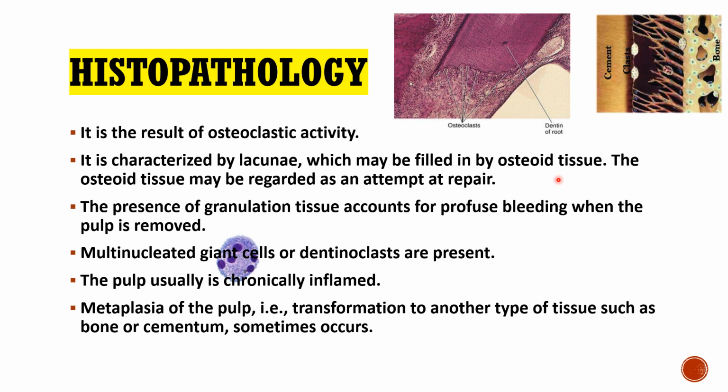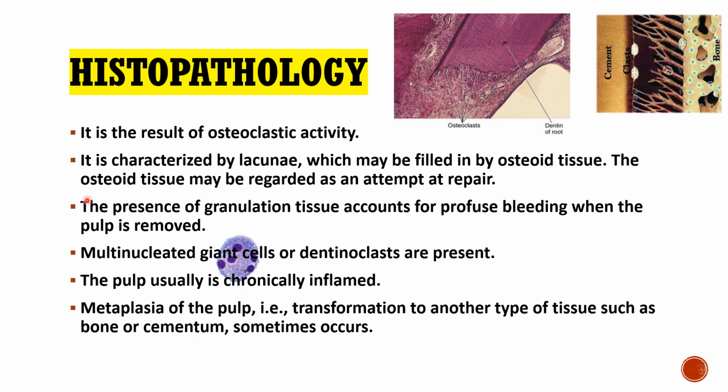Whenever the body sees some injury, it tries to repair it. Here also there is this osteoclastic activity happening, so because of that, the body lays down osteoblastic activity, in which it will try to repair by the formation of bone. So in this you will see the formation of lacunae which are filled by that osteoid tissue. As I said, osteoid is nothing but the first portion that is laid down by the osteoblastic cells.